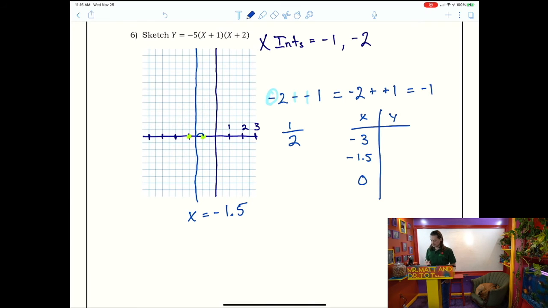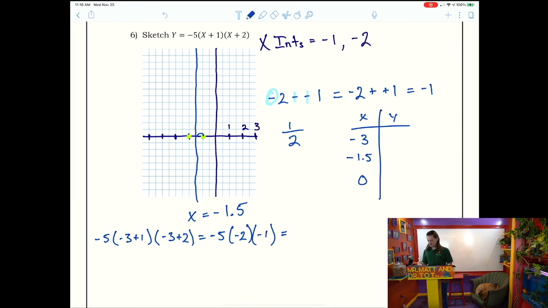So when x is equal to -3, we're going to get -5 times -3 plus 1 times -3 plus 2. So that's going to be -5 times -2 times -1, and that's going to be a -10.